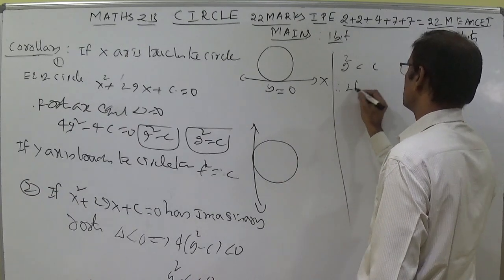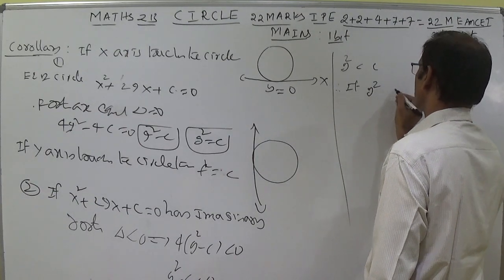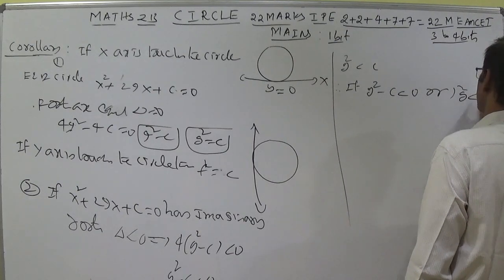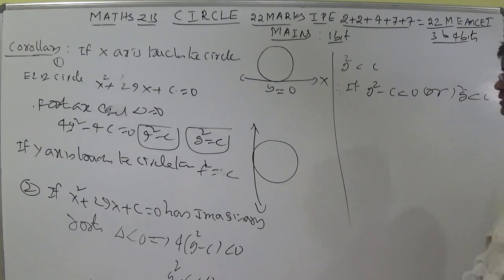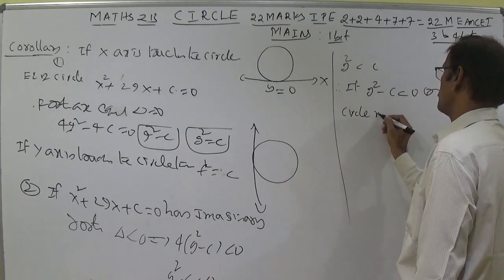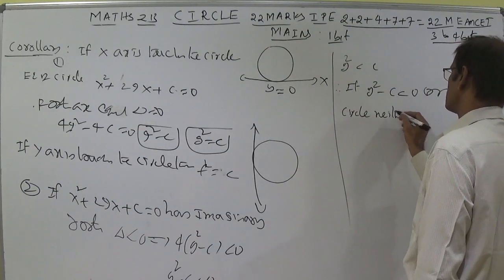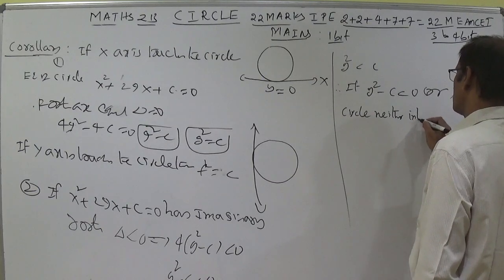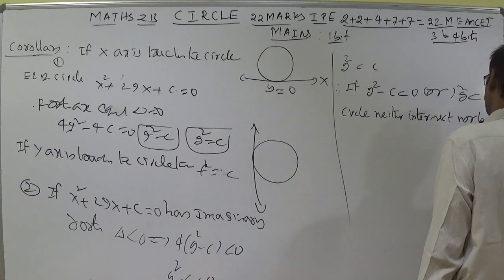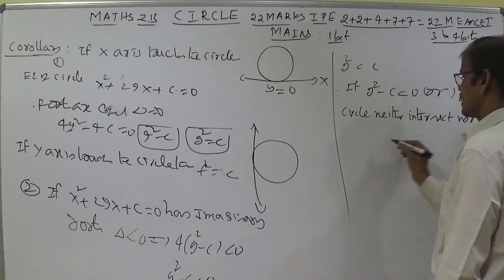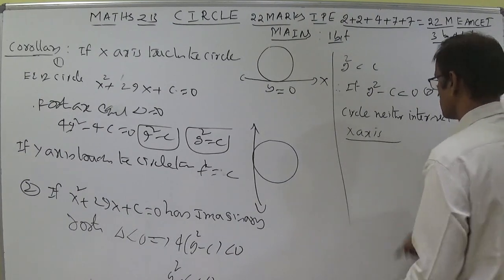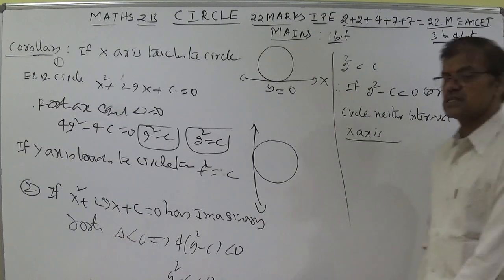Therefore, here I am writing: if g square minus c less than 0, or g square less than c, the circle neither intersects nor touches the x-axis. This is the main point. Neither intersects nor touches the x-axis, because it has imaginary roots.